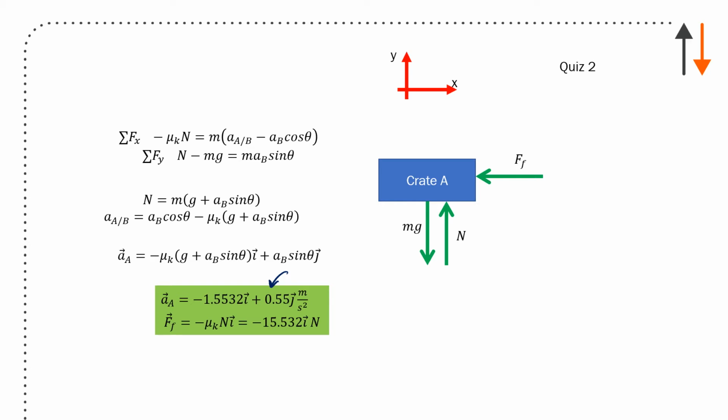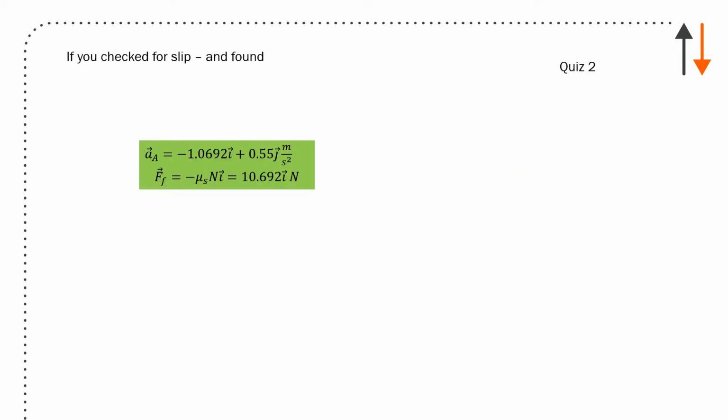Okay, so that was easy, no problem. But some people checked for slip. And when they checked for slip, they figured out that it couldn't slip. And so you ended up with a slightly different result. You still had to solve for the same thing, but you did get a different force of friction because this crate actually didn't slip. So this is a case where I didn't check for slip, and so I ended up with that result.